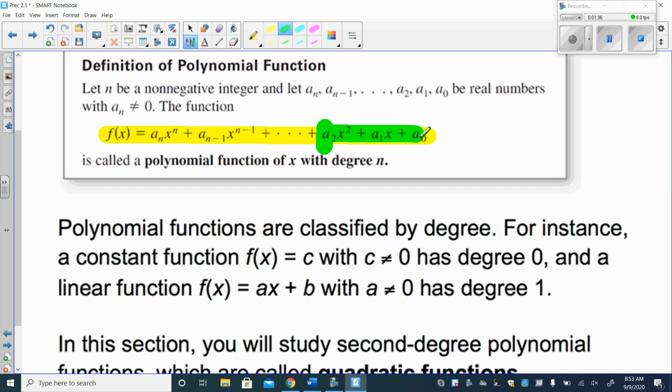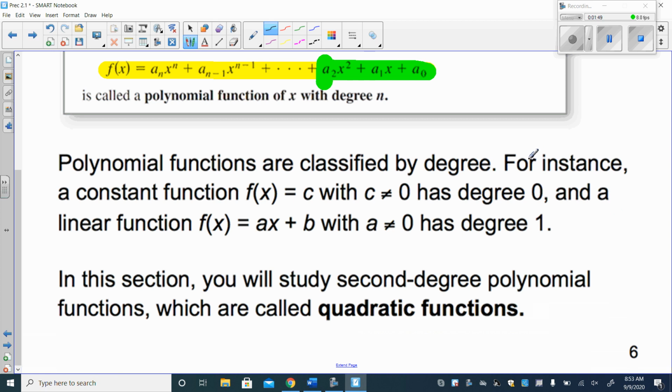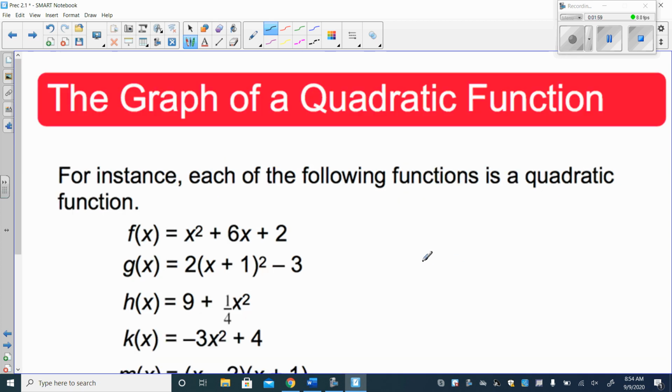But this here, just this part that I just highlighted in green, is a quadratic. Because if we have that, it means we're talking about quadratic functions, because the highest degree is 2. So polynomial functions are classified by degree. For instance, a constant function, f of x equals c, has degree 0. Linear has degree 1. In this section, we'll study quadratics because they have a degree 2, or second degree polynomial.